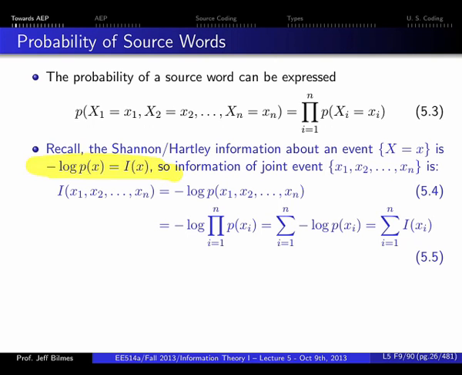So if we were to look at the information of this joint event, the joint event being that all of these random variables equal these particular values, that's represented by this information, which is the negative log of the probability of the joint. But since it factorizes, we can write it as a sum. And since it's a sum of the individual information of these events, independent events are additive in terms of the information function, the Shannon information.